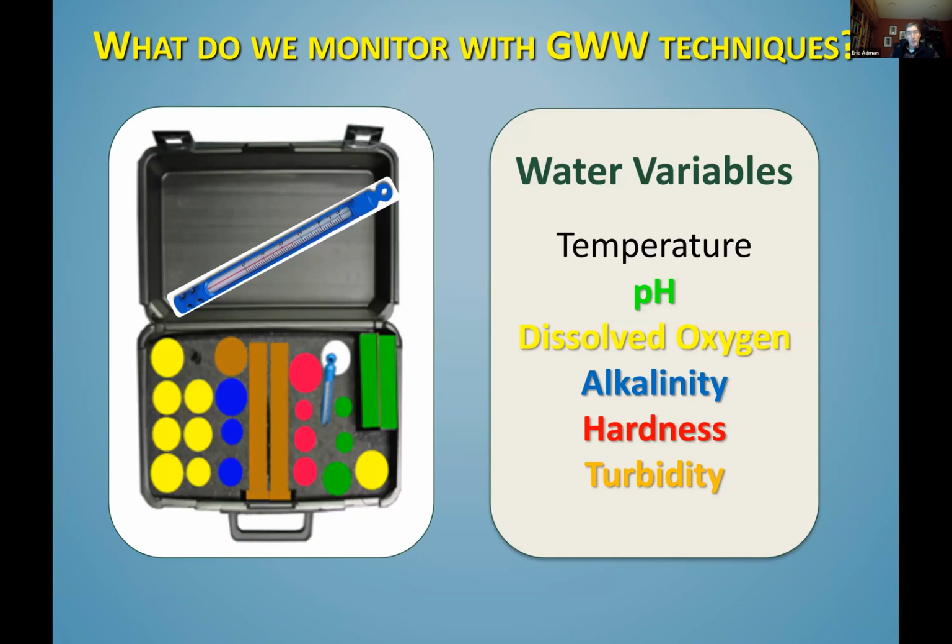The things that we monitor in this particular technique are the variables that are listed here: temperature, air and water, pH, dissolved oxygen, alkalinity, hardness, and turbidity. And as we go through the presentation here, we'll talk about each of those variables in turn.